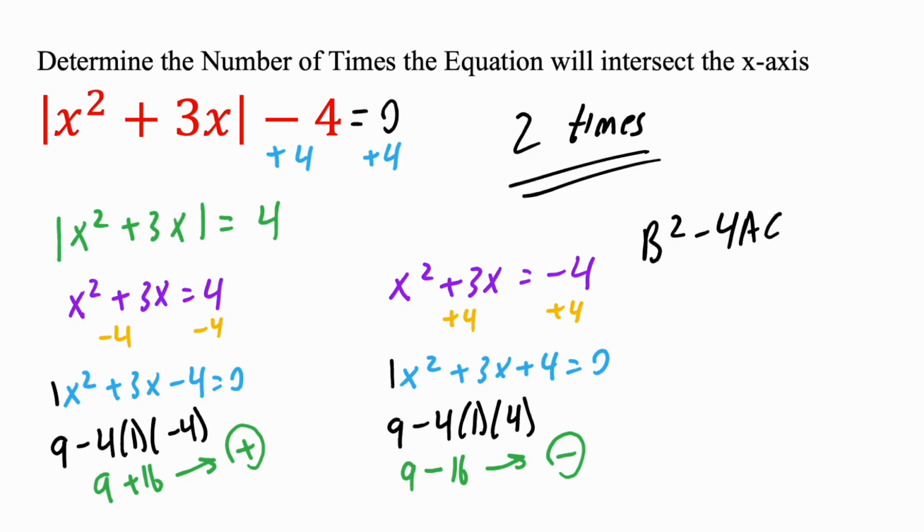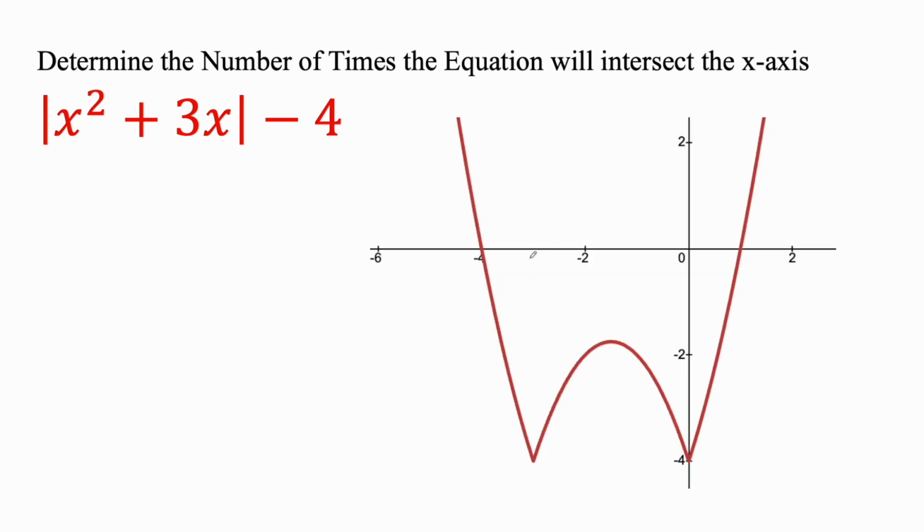And again, I'll show you a visual of it. So if we were to graph it, this is what we would get. So it occurs 1, 2. And that's pretty much it for this video.